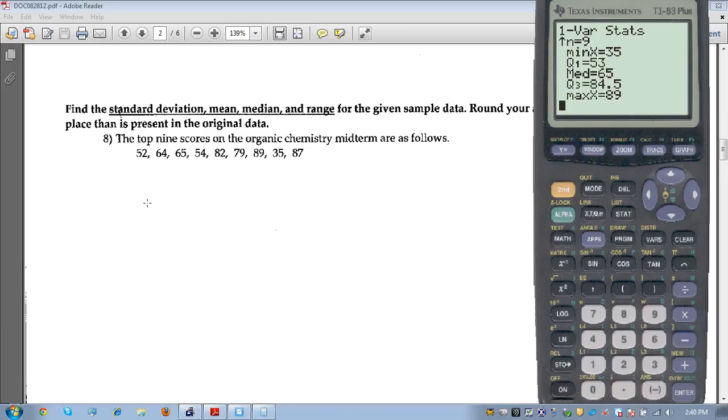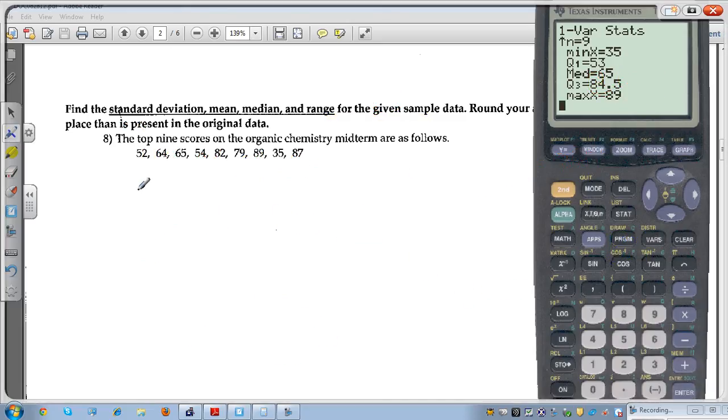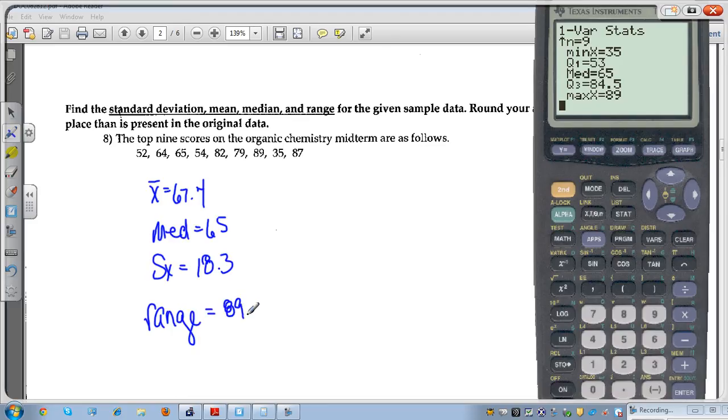So we had, mean was 67.4, median is 65, Sx was, I think, 18.3, and then the range is your max minus your min, so 89 minus 35, or 54. So you're able to get pretty much everything from right in there.